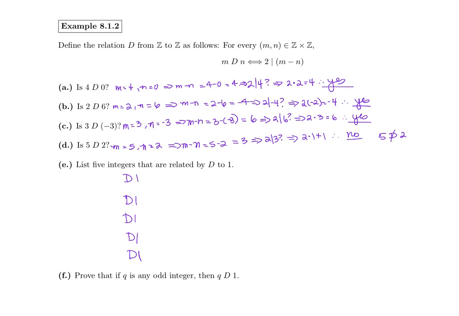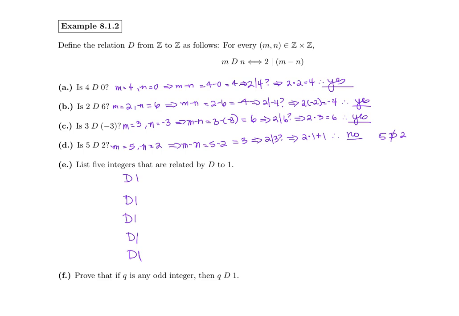Because if we can take 1 away from a number and make it even, then our relation will hold. So the best way to get an even number by subtracting 1 is to subtract it from an odd number. It won't work if you use another even, because 2 minus 1 is 1. 1 is not divisible by 2, or 2 doesn't divide 1.